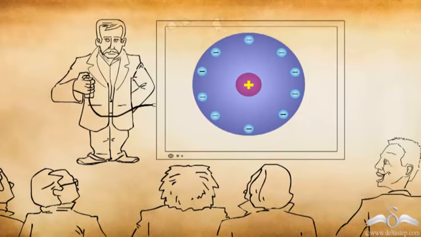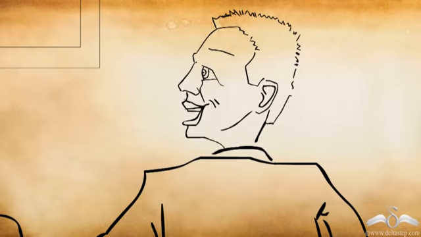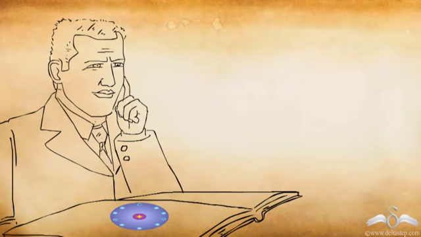One of his students was Niels Bohr. He was extremely interested to study the structure of atom. But later on, when he saw Rutherford's model, he was not convinced.